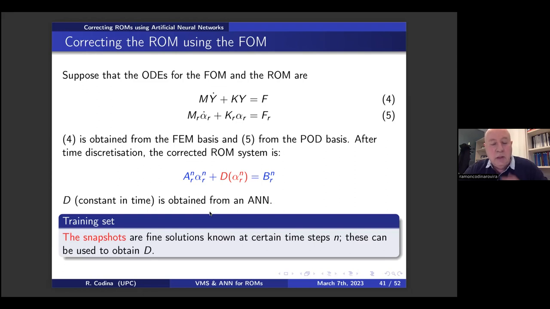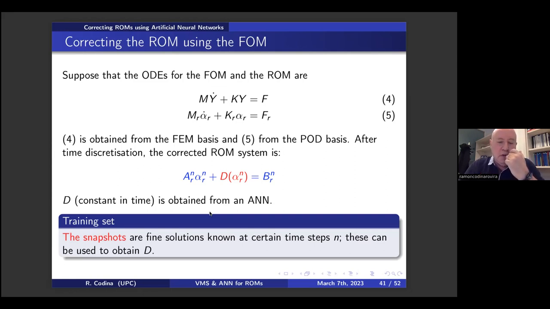And the way we use these snapshots is by imposing that the reduced order model solution is as close as possible to the projection of the full order model solution at the time instances in which we have the snapshots. So this is the general idea.